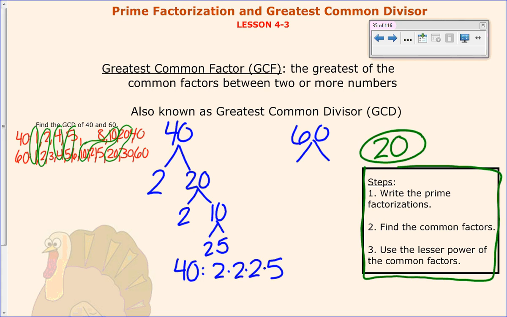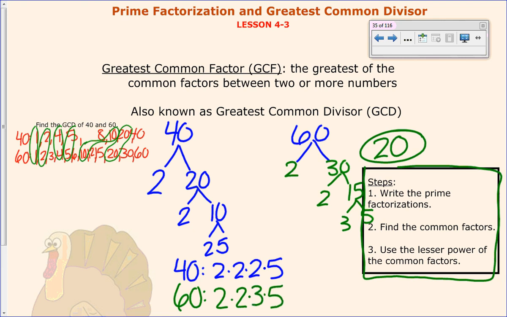I could do the same with 60 now. 2 and 30. Then I could do 2 and 15. Then I could do 3 and 5. Those are their prime factors: 2 times 2 times 3 times 5. All right, so that's your first step.